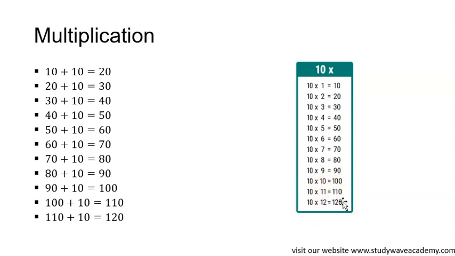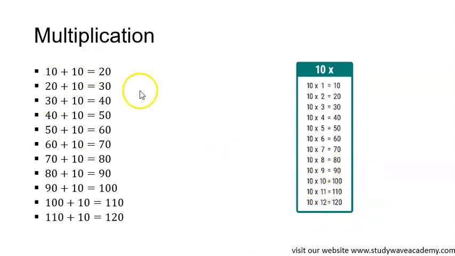You keep on adding 10. The 10 times table is like the easiest multiplication table, right? So you have 10, you add 10 to 10 is 20, you add 10 to 20, 30, you add 10 to 30, 40, you add 10 to 40, 50, add 10 to 50, 60, add 10 to 60, 70, add 10 to 70, 80, add 10 to 80, 90, add 10 to 90, 100, add 10 to 100, 110, add 10 to 110 is 120.